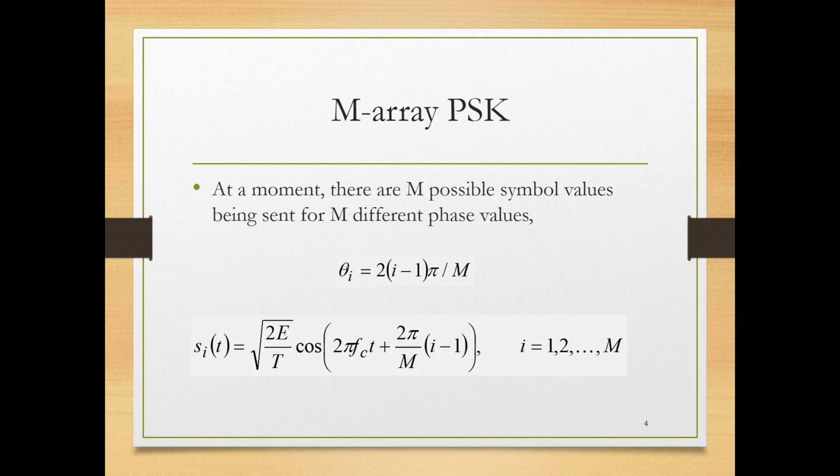So in the case of M-ary phase shift keying, theta i is dependent on the number of values. For example, if you have binary PSK, how many different phases do you have? Only 2. One at 0 and one at pi. If you have QPSK, how many different phases do you have? 4. 0, pi over 2, pi, and 3 pi over 2. That is 0, 90, 180, and 270 degrees. Yes, these are the different phases.